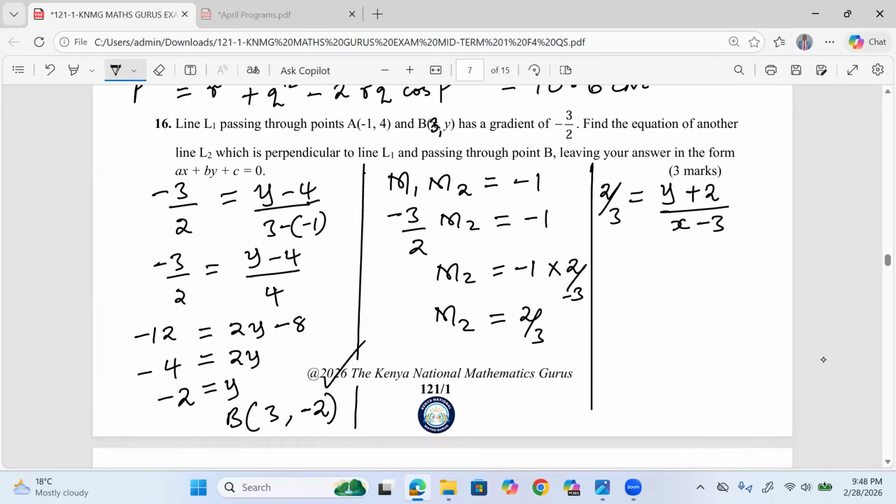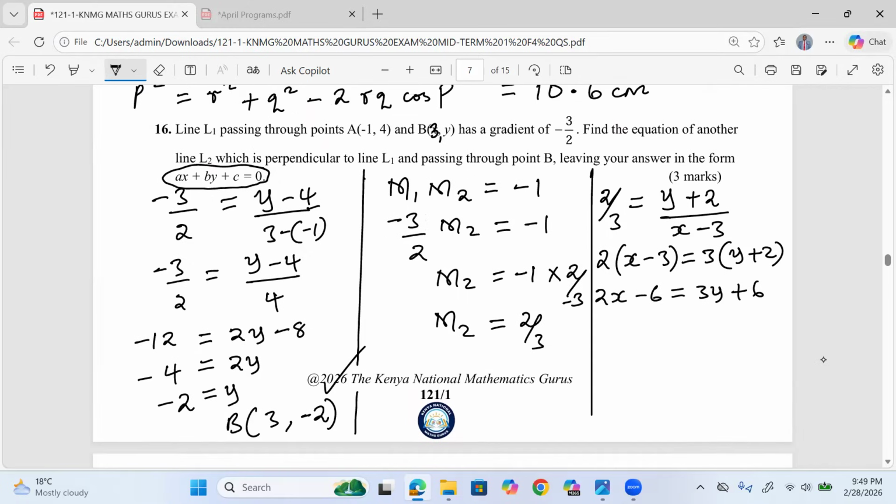So now look at the format in which we need the equation. X comes first. So we cross multiply in such a way that we start with x. So this shall be 2x minus 3 equals to 3y plus 2. So 2x minus 6 equals to 3y plus 6.